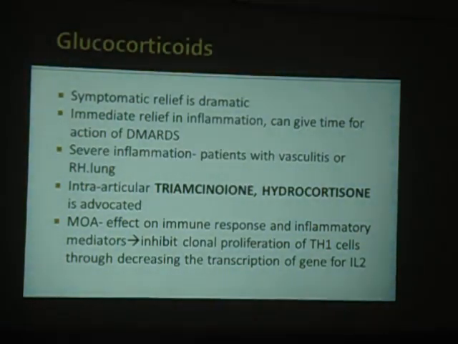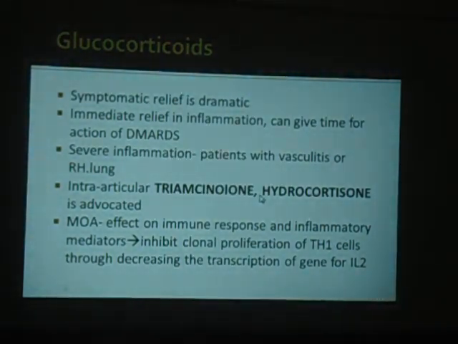Glucocorticoids, again as in gout, can also be used for this reaction in rheumatoid arthritis. For symptomatic relief, we can use this drug for immediate relief from the inflammation, and it can give some time for other DMARDs to act. Intra-articular injections of triamcinolone and hydrocortisone are advised when the condition is very severe. Otherwise, if it is used again and again, there can be adverse effects like joint destruction. They are inhibiting the clonal proliferation of these T cells.